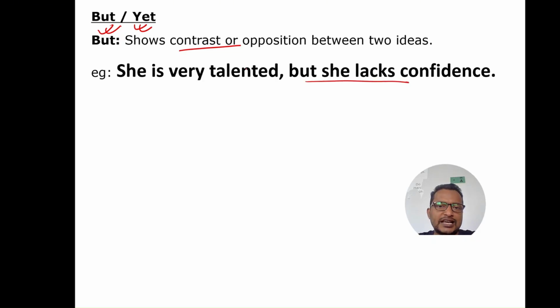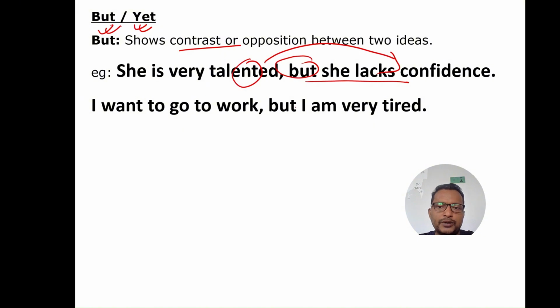Generally the expectation is that a talented person should also possess confidence, right? But she is very talented, but she lacks confidence. I want to go to work, but I'm very tired. See, it shows the complete contrast, right?